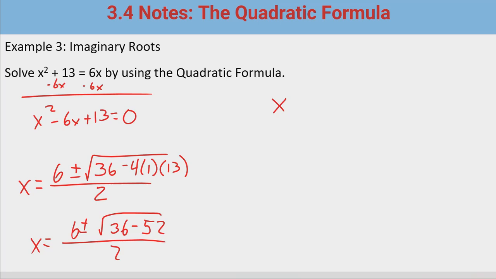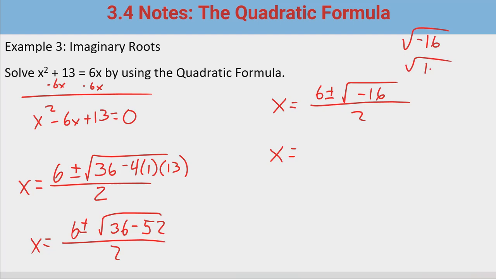Moving along, looking underneath that radical, 6 plus or minus square root of 36 minus 52 is negative 16. Okay, this is where we run into that imaginary. Simplifying square root of negative 16, that would be square root of negative 1 times 16. Square root of negative 1 is i, and square root of 16 is 4. So square root of negative 16 is 4i, or 4 times the imaginary.